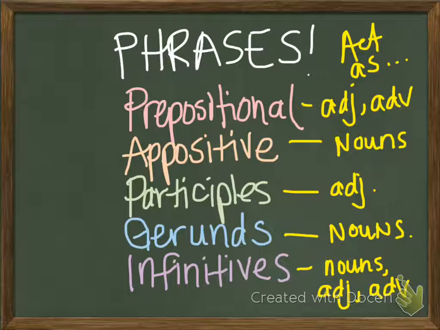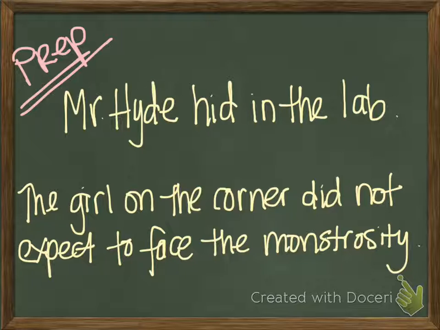The thing about phrases is that they act as a single part of speech, so a group of words that is acting as another part of speech. So for the prepositional phrases, they'll act as adjectives or adverbs. Appositives act as nouns, participles act as adjectives, gerunds act as nouns, and infinitives can act as nouns, adjectives, or adverbs. First, we'll talk about prep phrases.